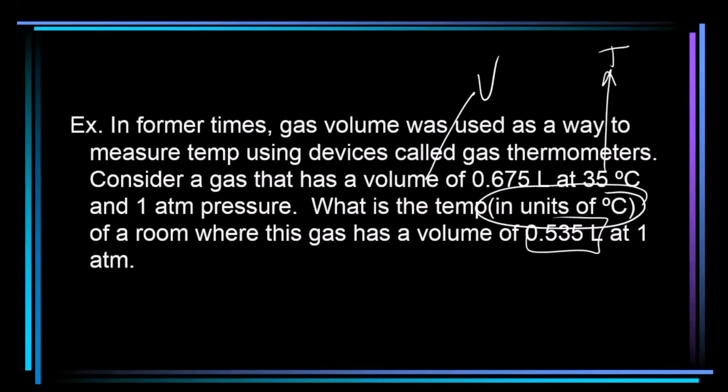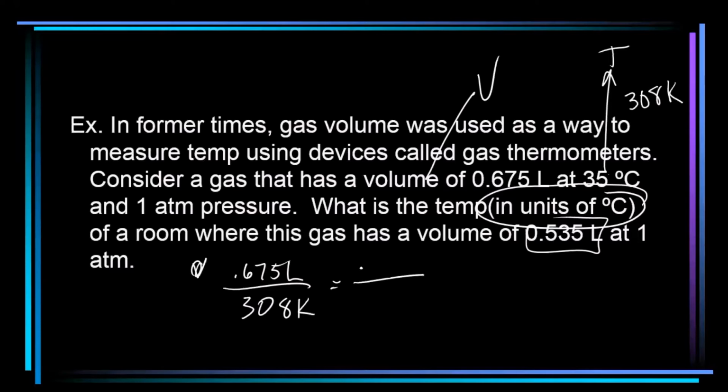We're going to have to change it to Kelvin. 303, 308? Yes. Okay, so change it to Kelvin, do the math, and then change it back to Celsius. So do you have to do something different if there's different amounts of pressure? Yes. If the pressure changes, then we're in trouble.